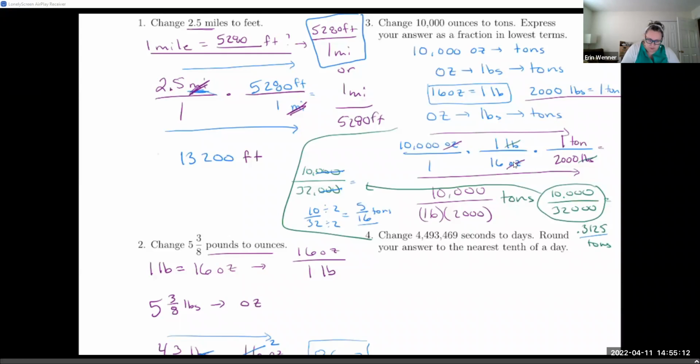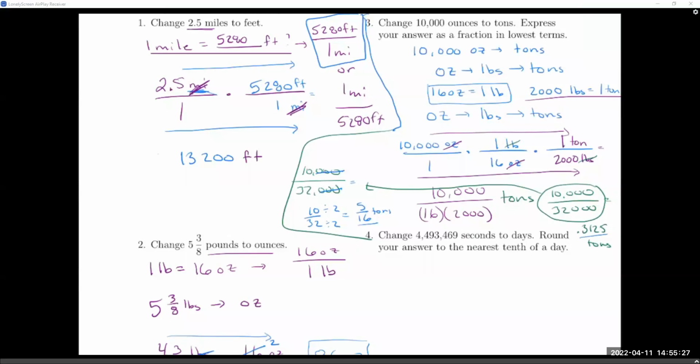So 3 was confusing. Let me hear from you what tripped you up there, if anything tripped you up. I don't want to assume. I think just setting it up. Just setting it up, yeah.